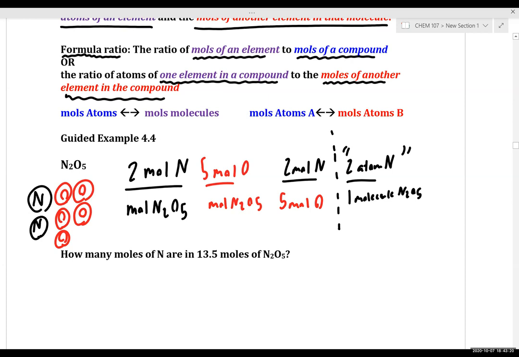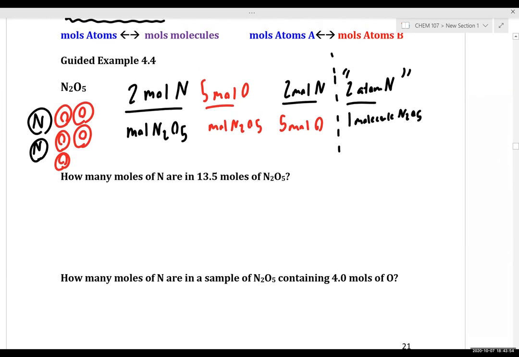Does that make sense to everyone? Does everyone see how we can read the formula and develop some conversion factors that relate the moles of a molecule to the moles of an element in that molecule? Does that make sense? So Professor, mole is the same as atom? So the mole ratio is the same as the atom ratio. Okay, the ratio. Okay, got it. Thank you. So let's look at an example now.